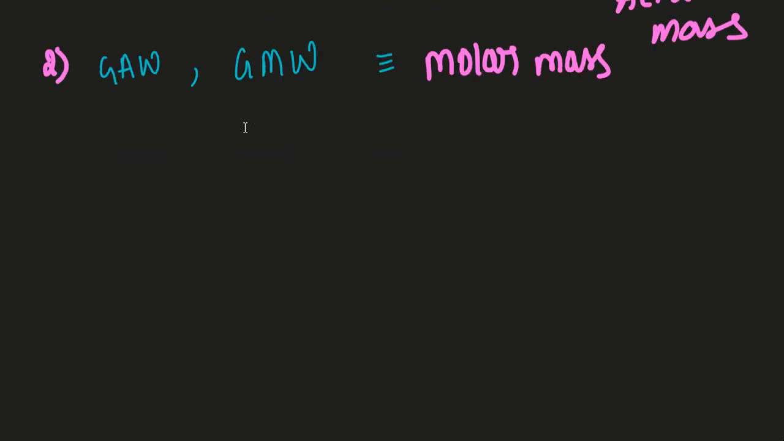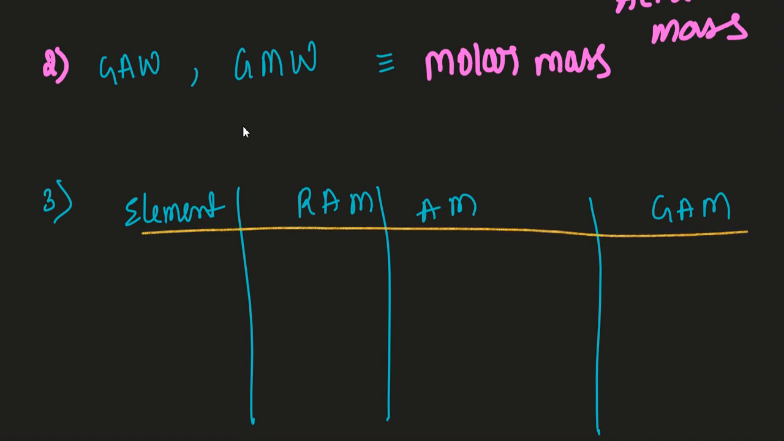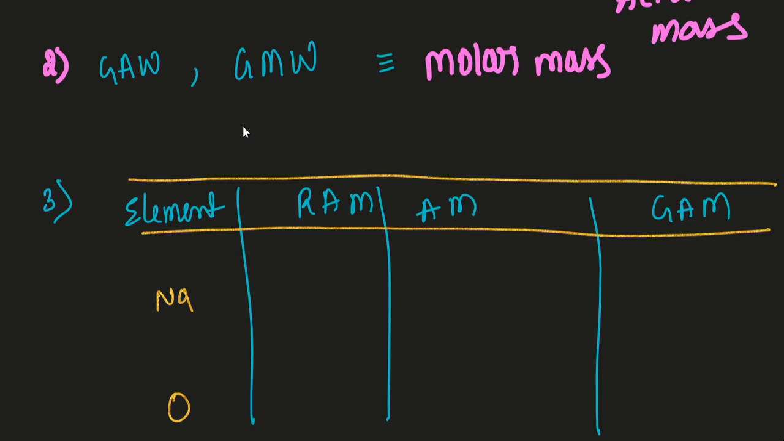Let us go with the third point, which is like our summary. Coming to the summary, let us try to understand: element, next relative atomic mass, next atomic mass, leave some big space, and the last one is gram atomic mass. Let us try to understand this part now for all four. Before we start, let us take two elements: one is sodium, the other one is oxygen.